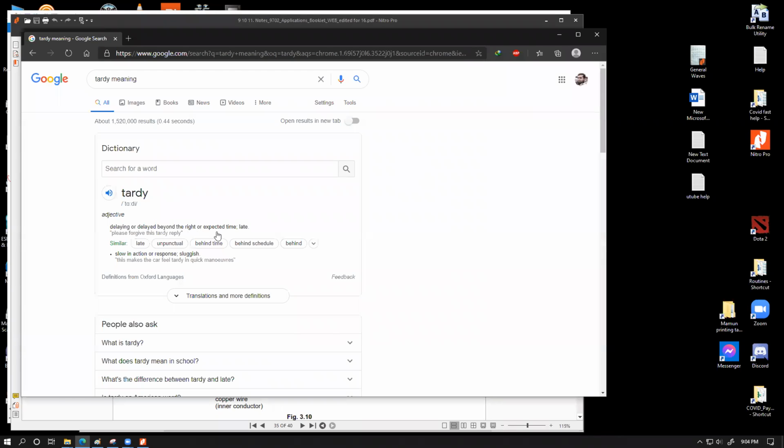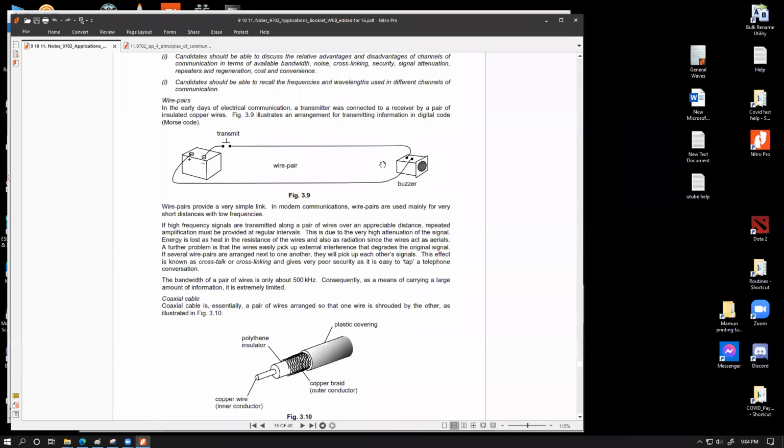Delaying or delayed beyond that, this is also late. Sorry, not tardy, my bad. The next part is actually a bit elaborate, it's theoretical.